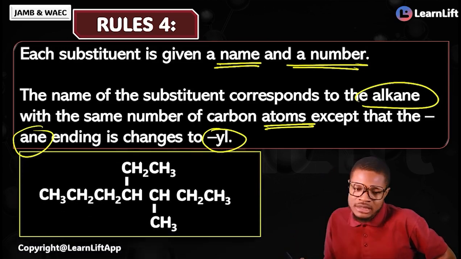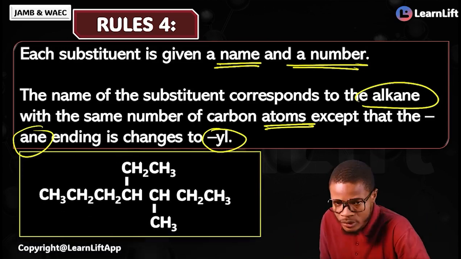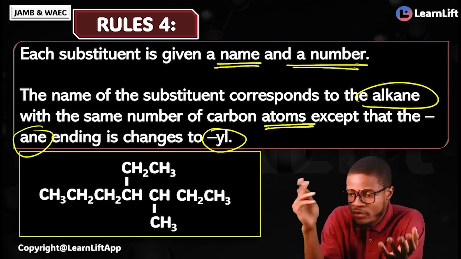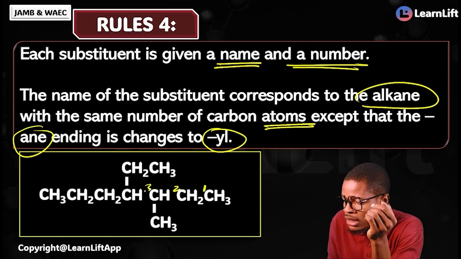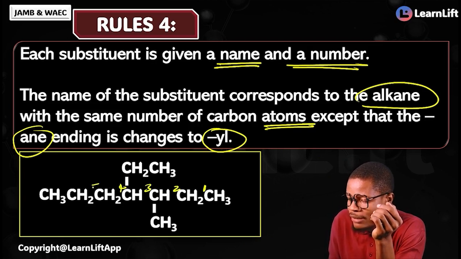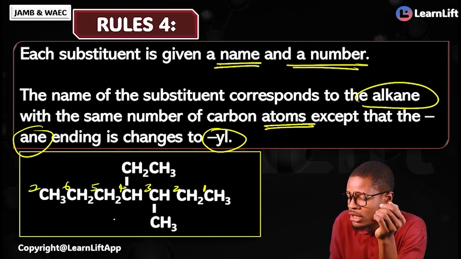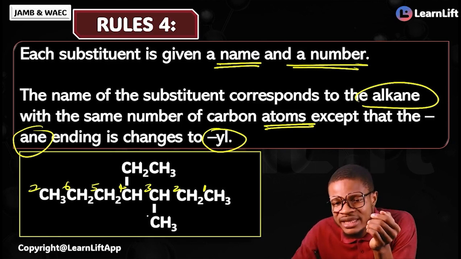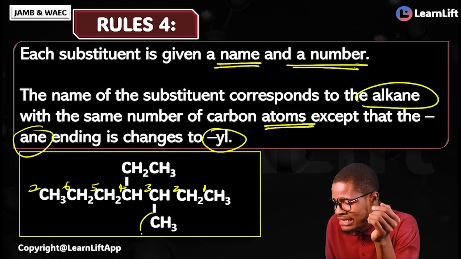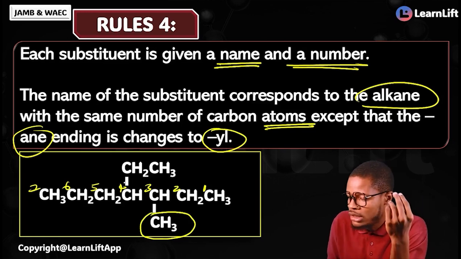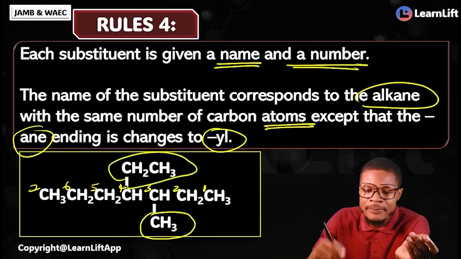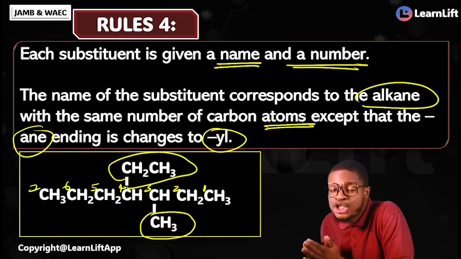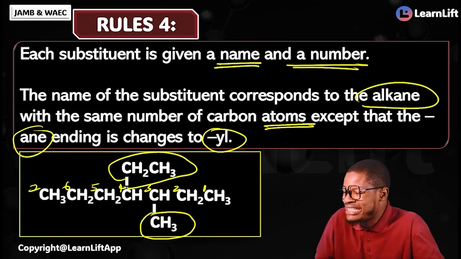Look at this very fast. Where did we agree we are going to number from? You are going to start numbering from here. Here's your carbon 1, carbon 2, carbon 3, carbon 4, carbon 5, carbon 6, carbon 7. Each substituent is given a name and a number. This one here, the number is 3. The number here is 4. Now, that's the number. What about the name? The substituent on carbon 3, if you watch, is methyl.